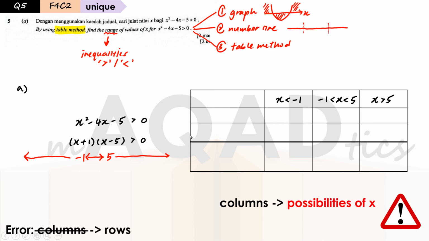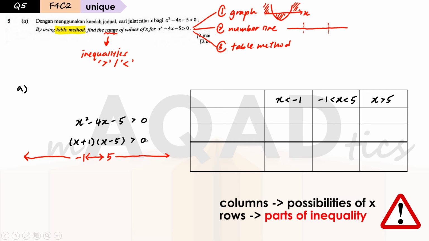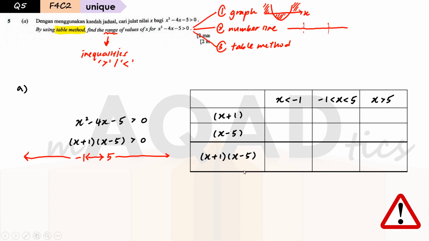And for the rows, we are going to put parts of the inequality. For the first row, I'm going to put this part of the inequality here. For the next row, I'm going to put this part here. And for the final row, I'm just going to combine both of these into here. Alright, so now we have set up our columns and the rows, but we still don't understand how it works.